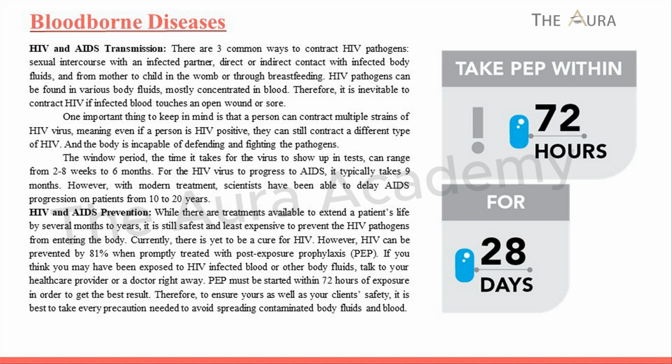HIV and AIDS prevention. While there are treatments available to extend a patient's life by several months to years, it is still safest and least expensive to prevent the HIV pathogens from entering the body. Currently, there is yet to be a cure for HIV. However, HIV can be prevented by 81% when promptly treated with post-exposure prophylaxis, or PEP.